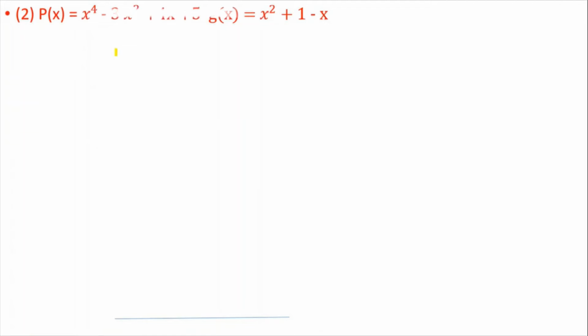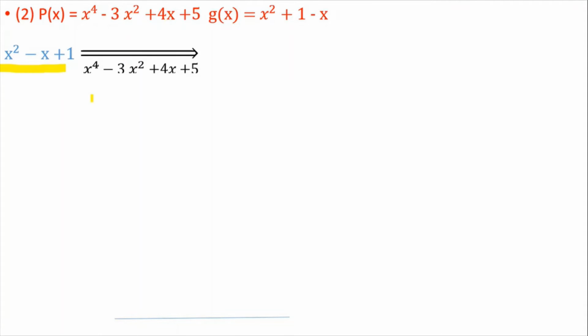Second problem: given p of x is equal to x power 4 minus 3x squared plus 4x plus 5, and g of x is equal to x squared plus 1 minus x. Now we have to perform the division operation. We have taken the divisor on the left side, the dividend in the middle, and the quotient on the right side. I am taking x squared minus x plus 1 as the divisor and the given polynomial as the dividend, and we have to find the quotient and remainder.